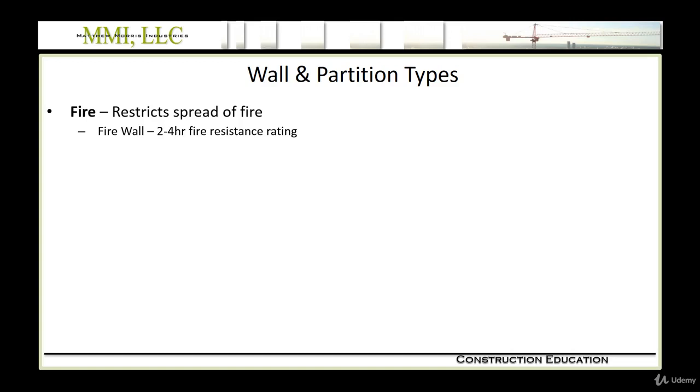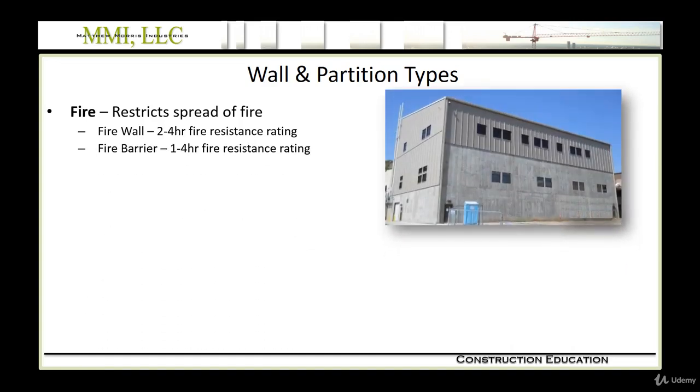A firewall must be capable of staying in place during a fire. It must be able to support itself structurally. It's often built from concrete, but it could also be built out of masonry. And depending on the application, code may require a 2 to 4 hour fire resistance rating for the firewall. And the wall must extend from the foundation all the way to the roof and exterior wall to exterior wall, one continuous fire-rated assembly.